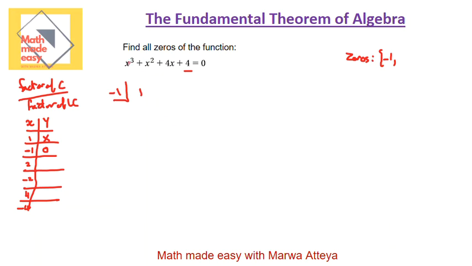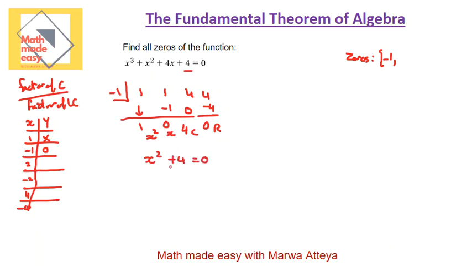So I'll take the coefficients, 1, 1, 4, and 4. Use synthetic division. This is going to be -1. You multiply, you get a 0. You add, you get 4, -4, then 0. This is the remainder, constant, x and x squared. So after I divided, the quotient is x squared, and there is no x term, plus 4. This is what I have left, and that should be equal to 0.